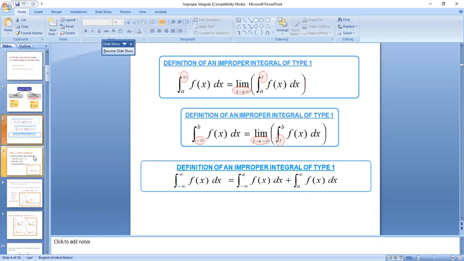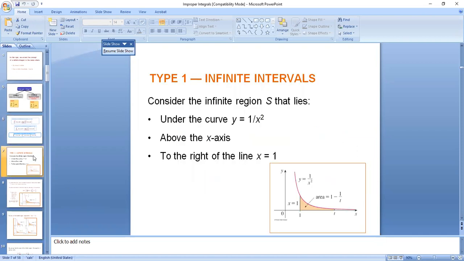Now we go to this example. Actually, this is an example under case 1. The upper limit is infinite. So type 1, case 1. Now consider an infinite region S that lies below this curve here. So I'd like to project this one. That way you can see clearly.